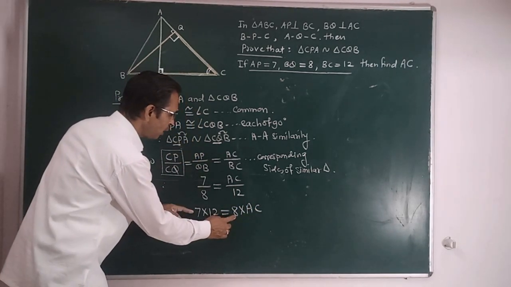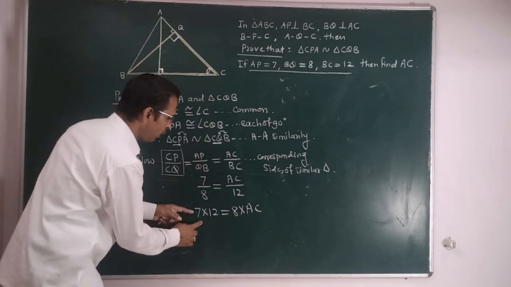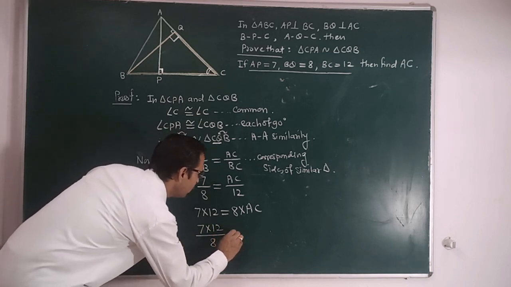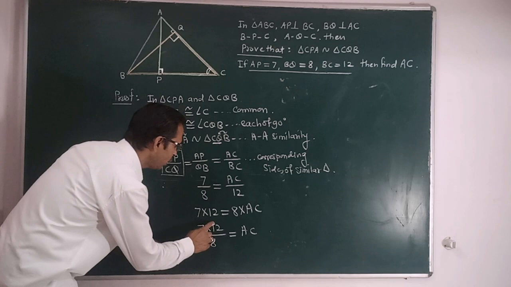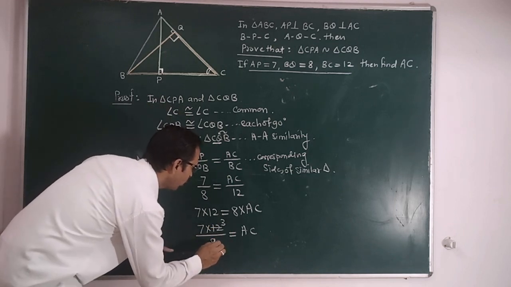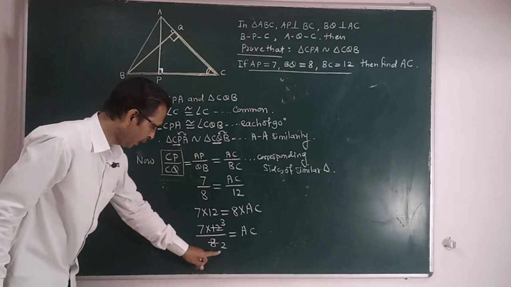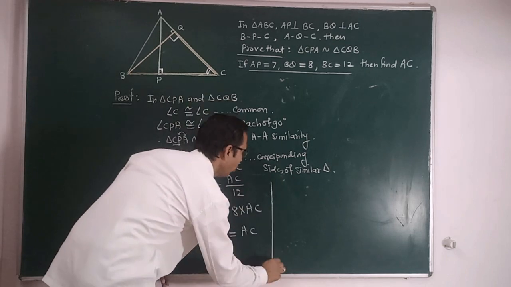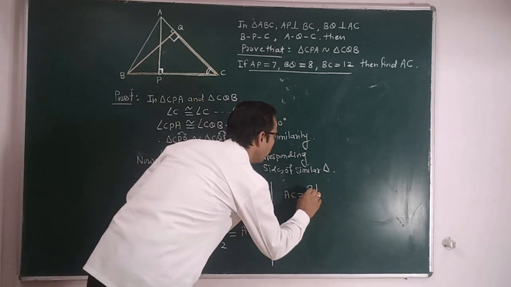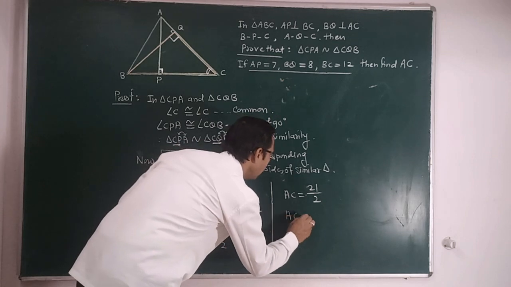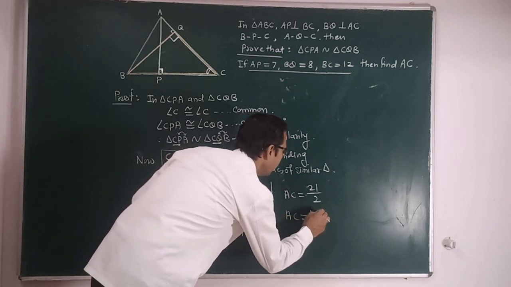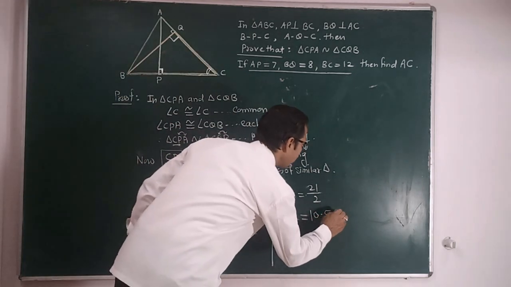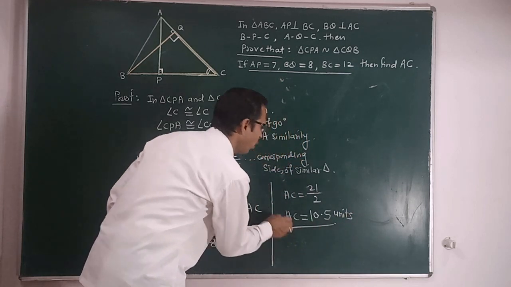After that, how will we solve? 8 is in the denominator, so 7 into 12 divided by 8 is equal to AC. Now divide 12 and 8 by 4: 4 threes are 12 and 4 twos are 8. So 7 into 3, that is 21 upon 2. Means what is the value of AC? AC is equal to 21 upon 2, and that's why AC is equal to 10.5 units. And this is the value of AC.